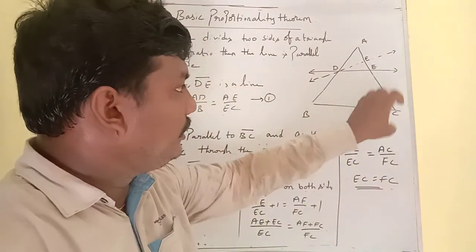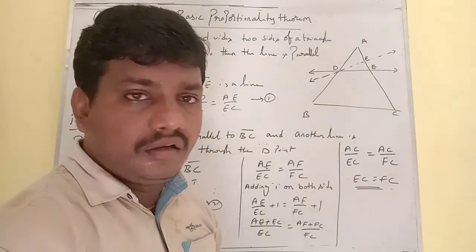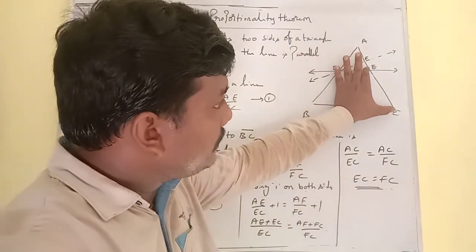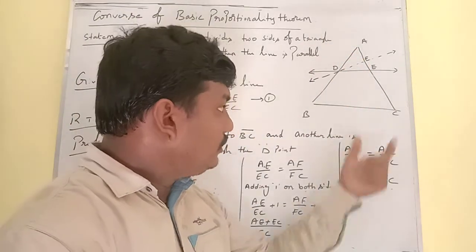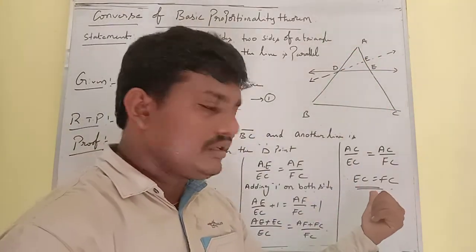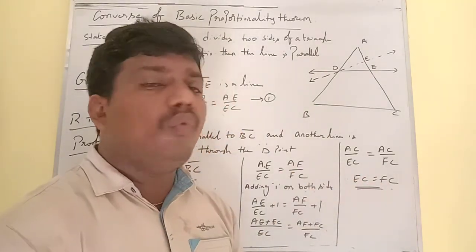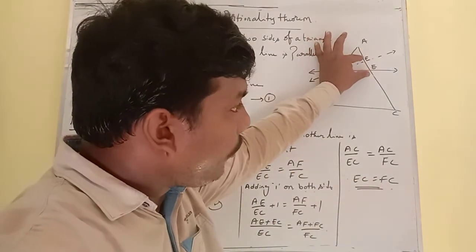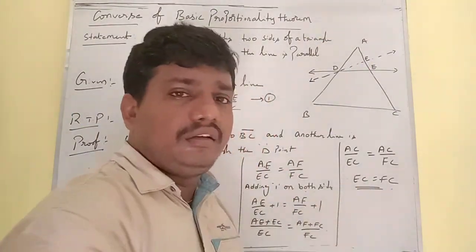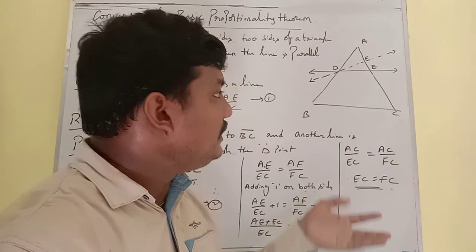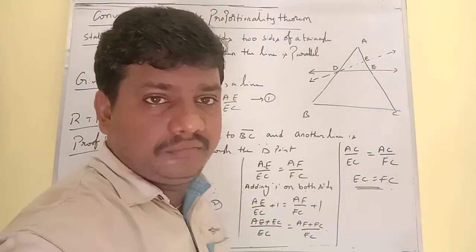From the diagram, FC is greater than EC. From the diagram EC is less than FC, so they are unequal, but here it is equal. How will this happen? It will happen only when E and F coincide with each other. When EC and FC are equal, in that sense definitely F and E coincide with each other, otherwise this is a wrong statement.